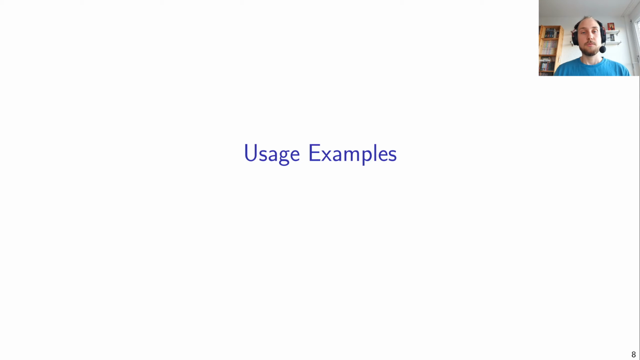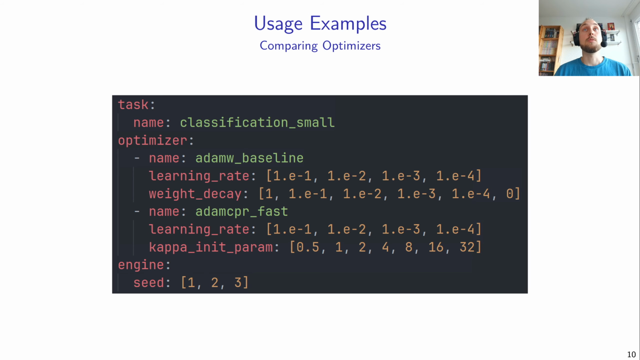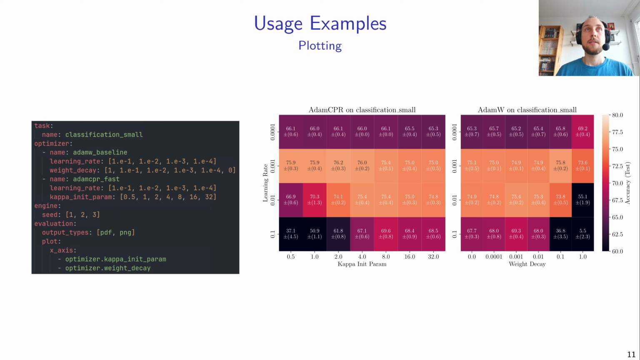Now I will quickly go through some usage examples. First, if you want to simply use it as a benchmark, you can just specify all the tasks you wish to run. Then, if you want to compare two optimizers on a given task, you can specify them side by side, each with their own set of hyperparameters. Then, if you want to plot said experiment, you can also do that with the integrated plotting, giving you this nice graphic here to give you a quick overview of your experiment.